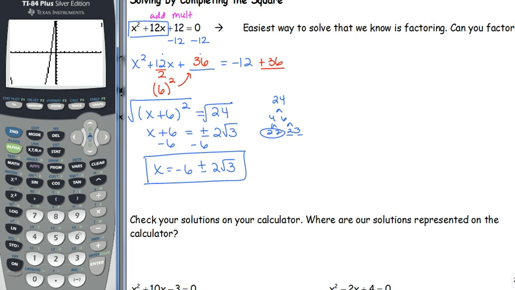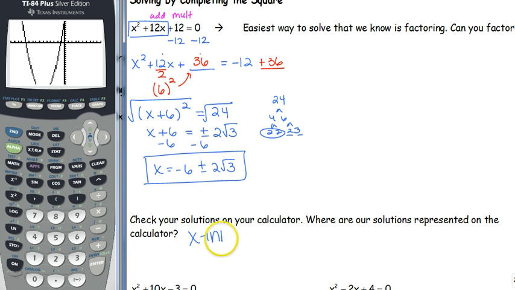So we start off with a standard window, and I see that I've got to move my graph a little bit to the left and a little bit down. So I'm going to go to a negative 15 for the x, and let's go to a negative 20. We'll see if that does the trick. Alright, it doesn't move all the way down, but we don't need that. If I'm going to check this on my calculator, what I'm looking for is the x-intercepts. Your solutions are the x-intercepts on your graph.